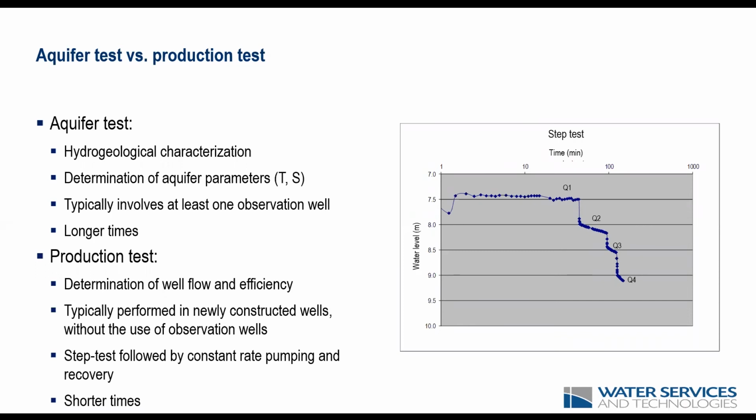Now, the production test is more focused on assessing the performance of the well itself. So we start by looking at what's the maximum flow that we can get from the well, as well as the relation between pumping rates and well efficiency. We typically do this for new wells, the ones where we don't have previous information on their pumping capacity, well losses, etc. And we do that by running step tests, which are the ones on the chart that you see on the right, where we pump the well at different rates and we see how the trend of the drawdown curve behaves at each stage.